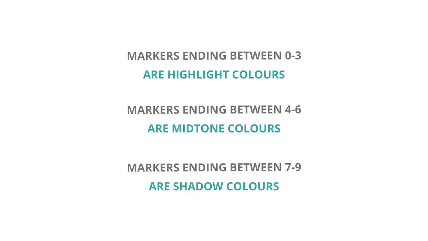Now what the method is here for picking the colors is any markers that end between 0 and 3 are a highlight color. Markers ending between 4 and 6 are a mid-tone color, and markers ending between 7 and 9 are a shadow color. So we explained light source at the start of that lesson where we want to incorporate highlight, mid-tone, and shadow in our work. So you can see here just how I broke down those marker numbers. We want to have at least 3 markers in our blends so we can show that highlight, mid-tone, and shadow.